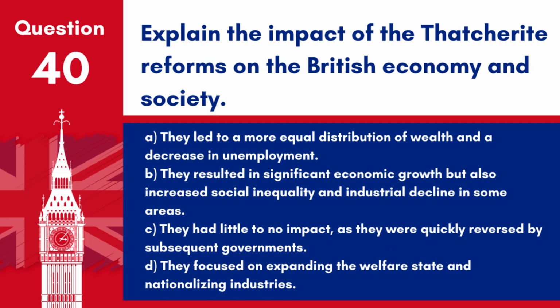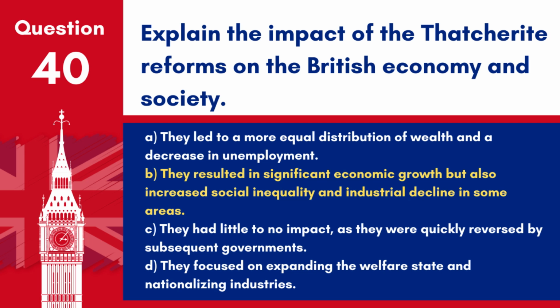Question 40. Explain the impact of the Thatcherite reforms on the British economy and society. A. They led to a more equal distribution of wealth and a decrease in unemployment. B. They resulted in significant economic growth, but also increased social inequality and industrial decline in some areas. C. They had little to no impact, as they were quickly reversed by subsequent governments. D. They focused on expanding the welfare state and nationalising industries.